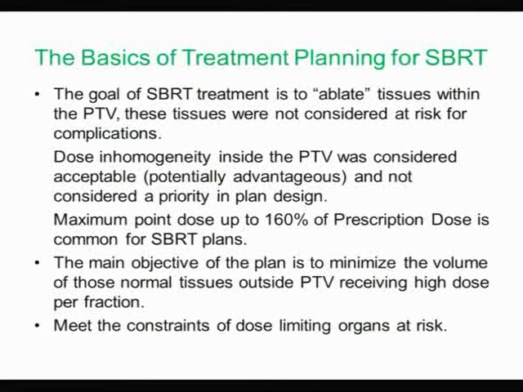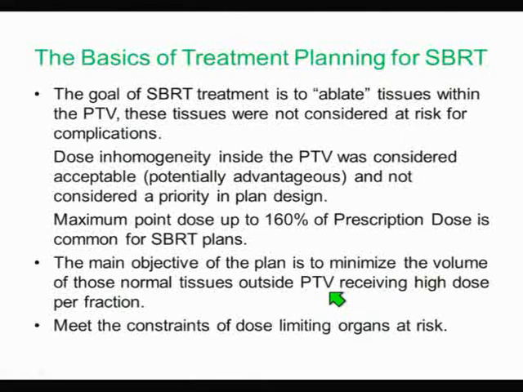The goal of an SBRT treatment plan is to ablate tissues within the PTV for most SBRT cases, the lung, liver, and spine cases. These tissues inside the PTV are not considered at risk for complications. So dose inhomogeneity inside the PTV is considered acceptable, actually potentially advantageous, and not a priority in plan design. Maximum point dose up to 160% of prescription dose is very common for SBRT plans. So the main objective of the plan usually is to minimize the volume of normal tissues outside the PTV receiving high dose per fraction.